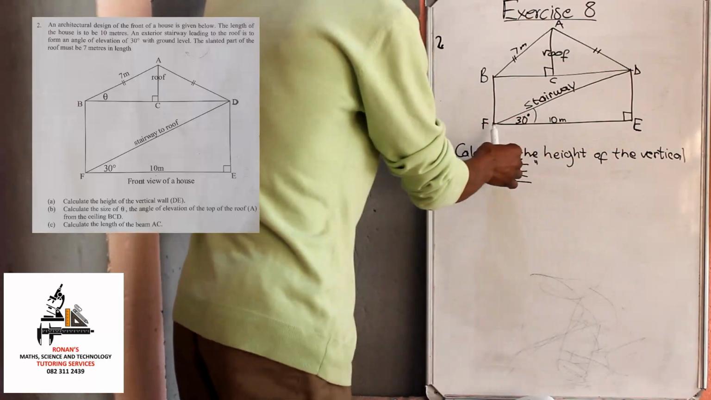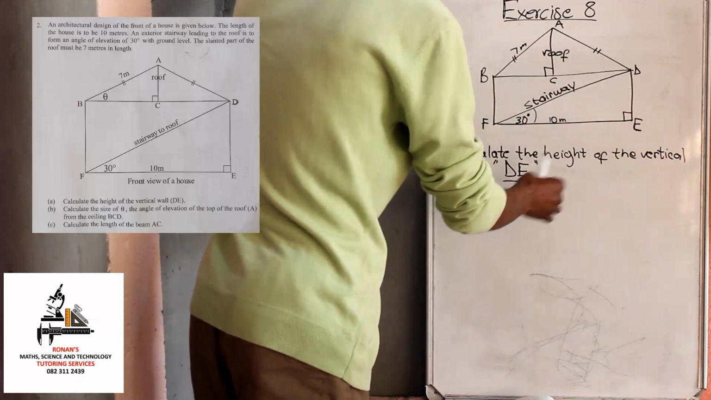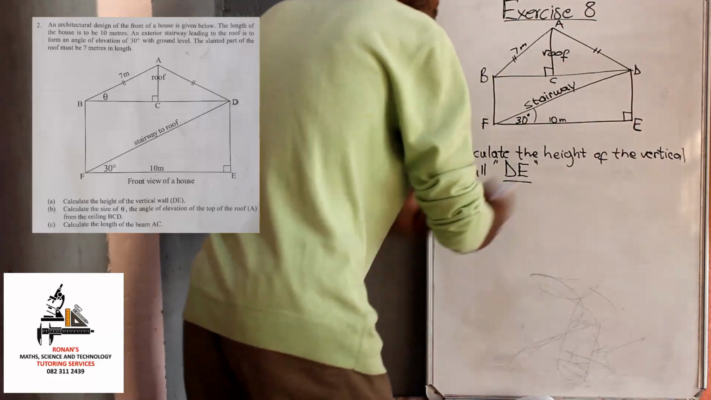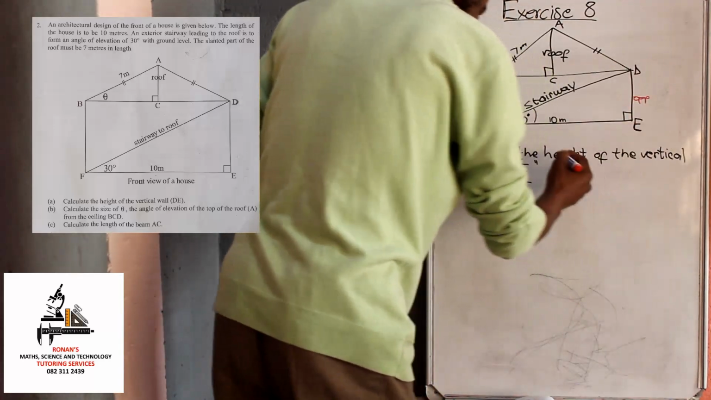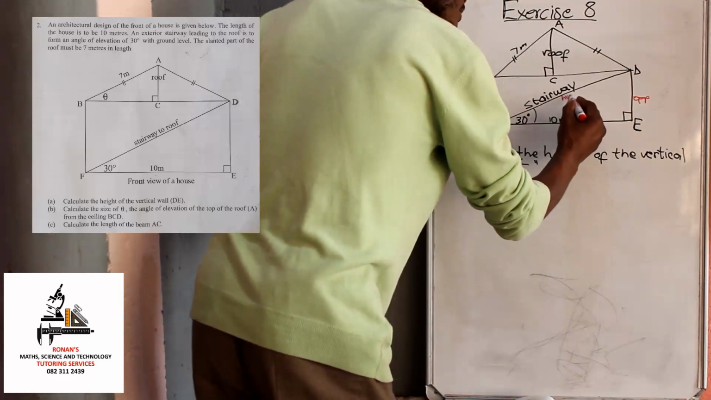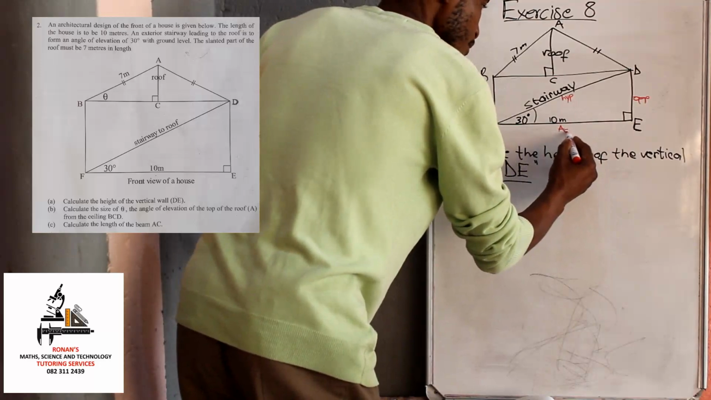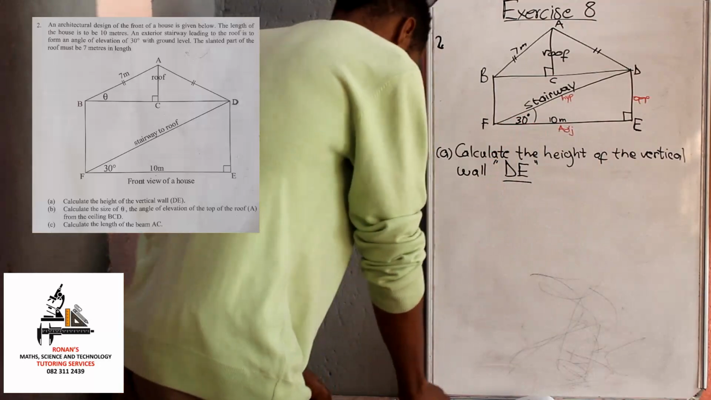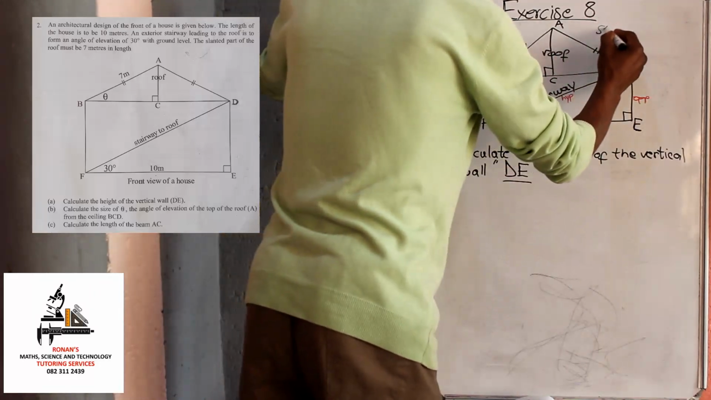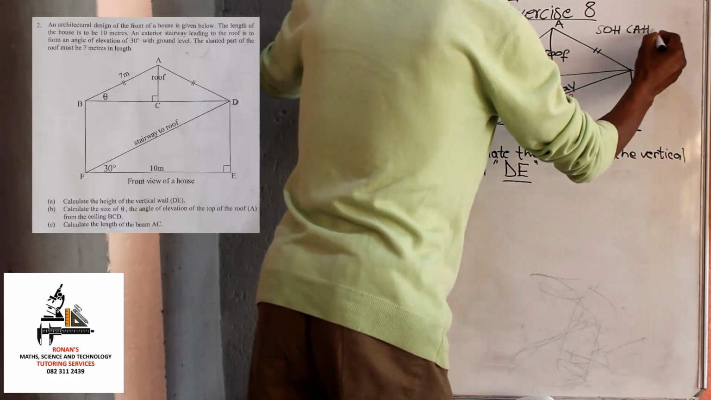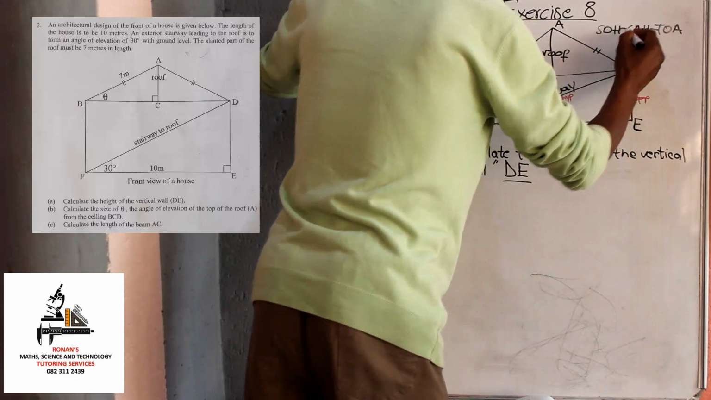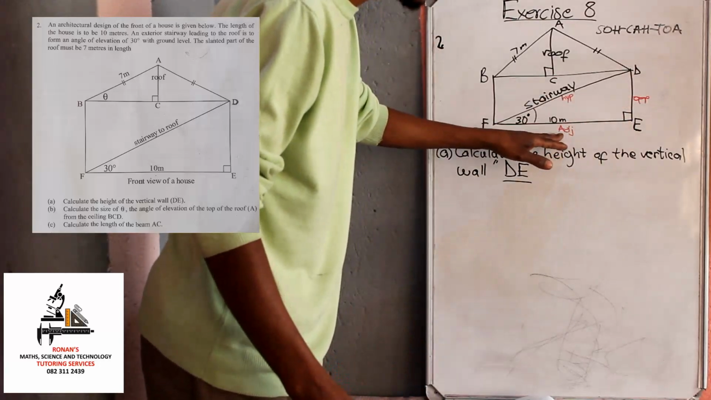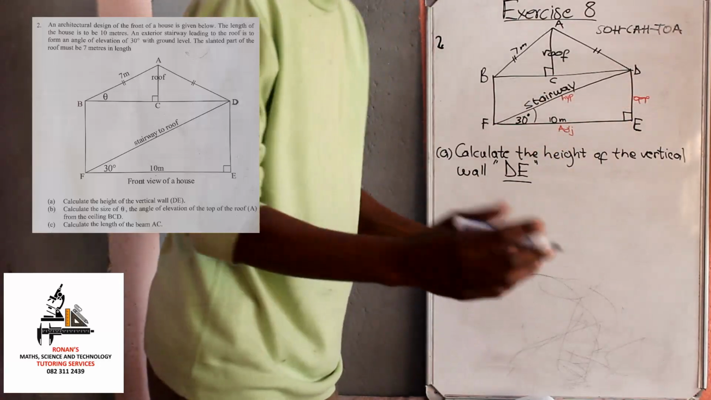Now looking at triangle EDF, DE becomes my opposite side to the 30-degree angle, and this becomes my hypotenuse, and this becomes my adjacent side to the 30-degree angle. So for me to find DE, I would have to go back to my SOH CAH TOA, which tells me that if I'm looking for an opposite side and I'm given an adjacent side, I need to use my tan function.